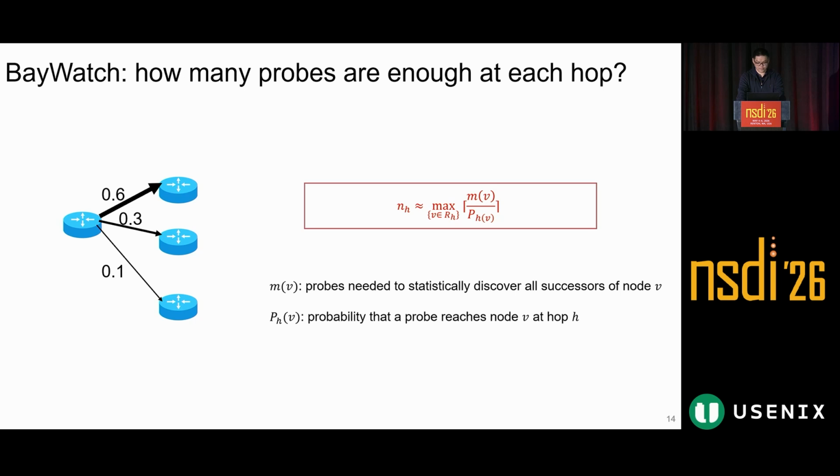The key question here is not how many probes are needed for one branch, but how many probes are needed for the whole hop. This hop level budget depends on two factors: how many probes are needed to cover the successors of a node, and how likely a probe is to actually reach that node. So if a node is hard to reach or its rare successors are easy to miss, the required probe budget for that hop becomes larger.